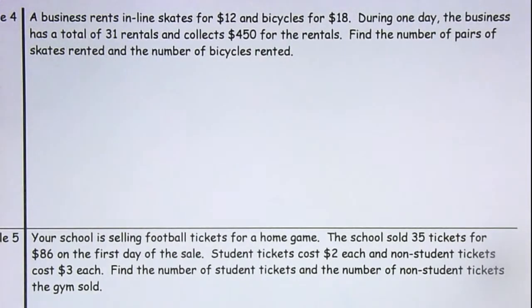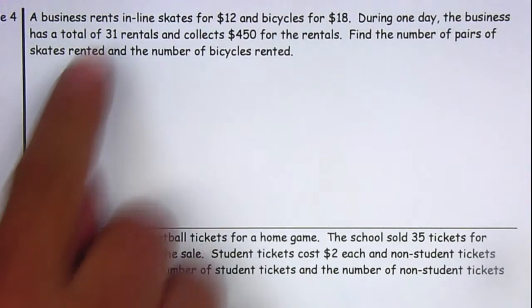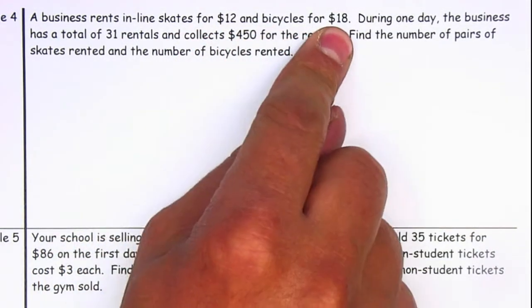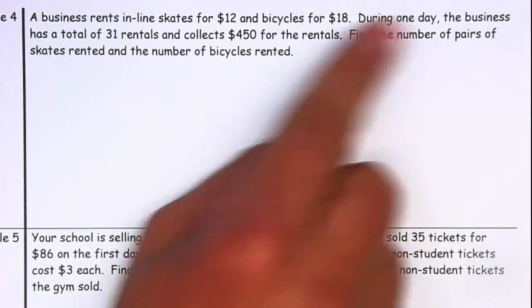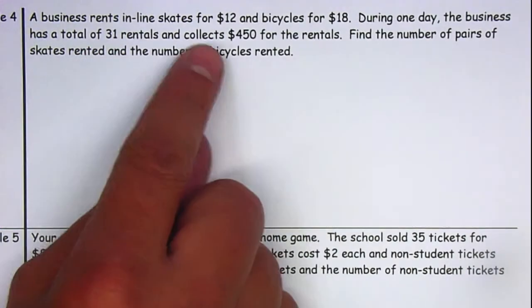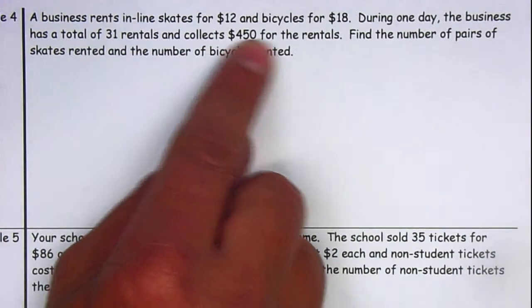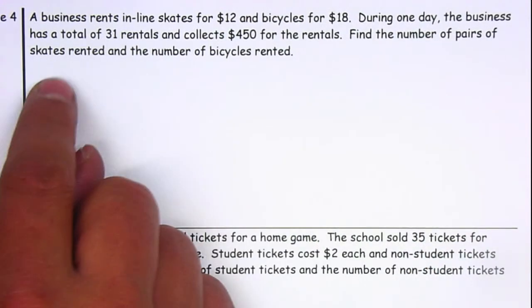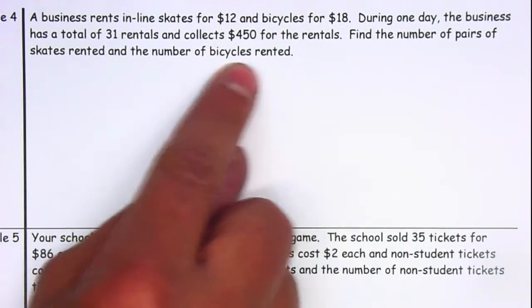On example number 4, it says a business rents inline skates for $12 and bicycles for $18. During one day, the business has a total of 31 rentals and collects a total of $450 for the rentals. You need to find the number of pairs of skates rented and the number of bicycles rented.